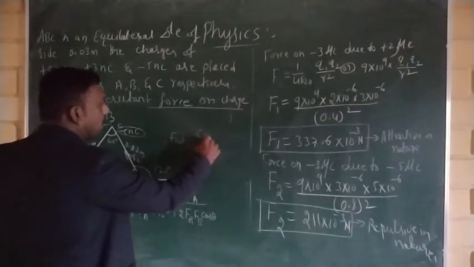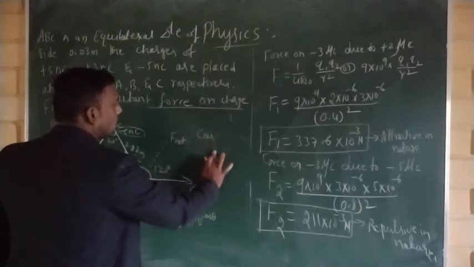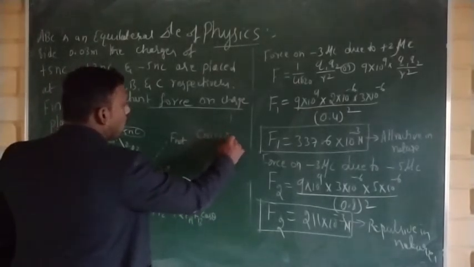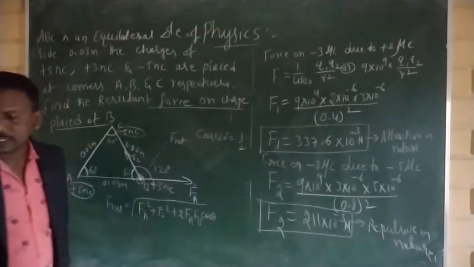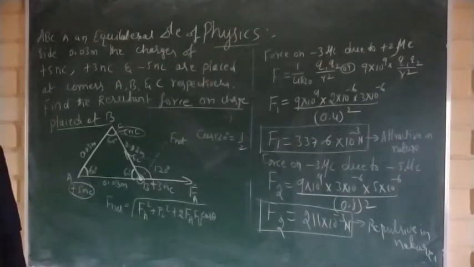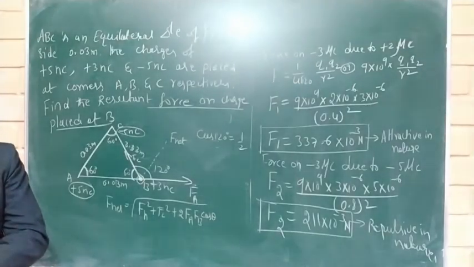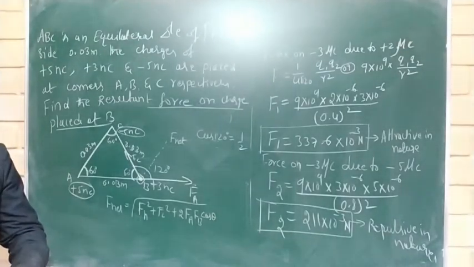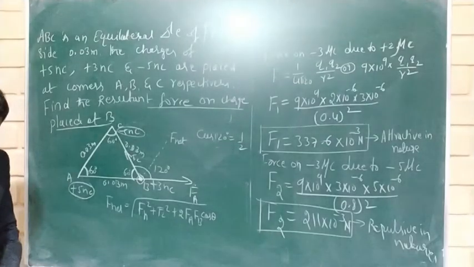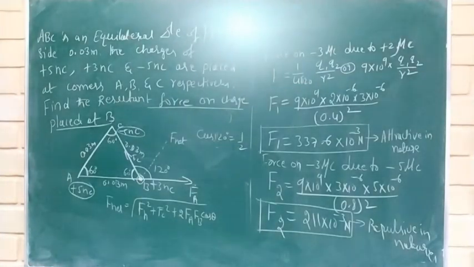Therefore, cos 120 is equal to 1 by 2. Clear? And how do we calculate the net force acting on that charge?